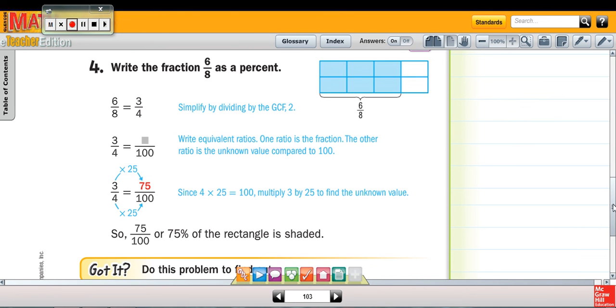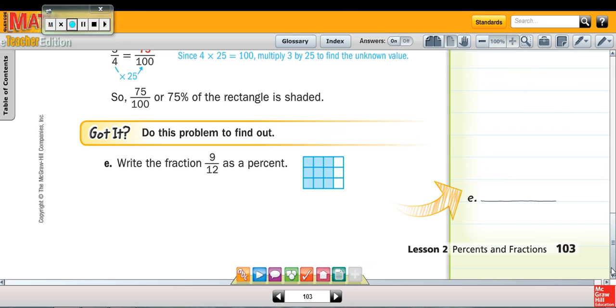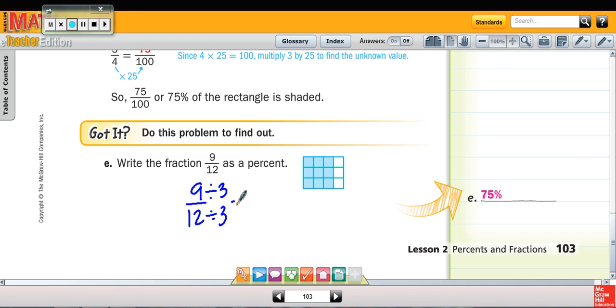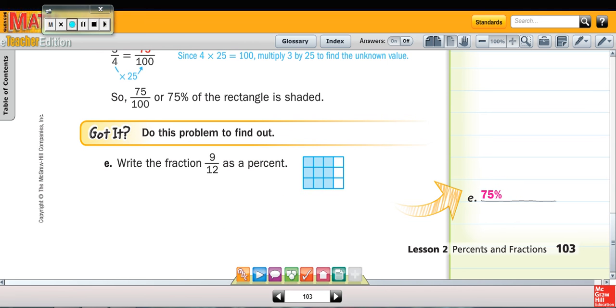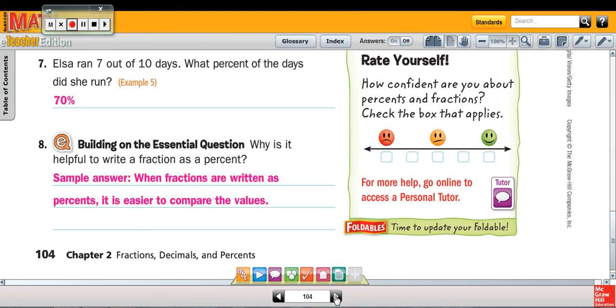Go ahead and try the got it's at the bottom of this page, this letter E. Pause the video at this time, and then we will check. Okay, if you take a look here, 9/12 could be simplified by that factor of 3, which would give me 3/4 again. We probably didn't have to come up with the equivalent ratio because we had just done this, but it would be out of 100 times 25, do the same thing to the top that we do to the bottom to keep them equivalent. That would give us 75, which would be 75%. If you need to look back here, go ahead, rewind the video. If not, let's move on to page 104.